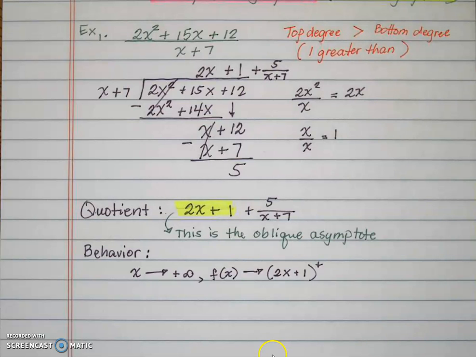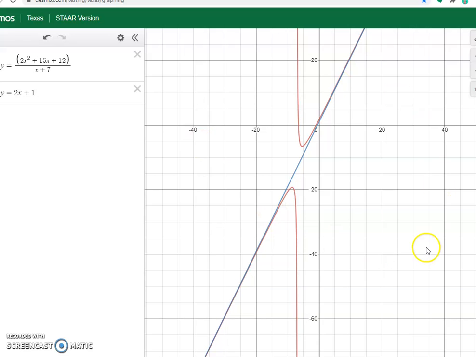You are free to review or rewind this video in order to see the graph again. But the behavior of your graph is: as x approaches positive infinity, which is moving to the right, your function approaches the line 2x plus 1 from the positive side. And then, as your x approaches negative infinity, your function approaches the line 2x plus 1 from the negative side. Again, this is how your graph looks.